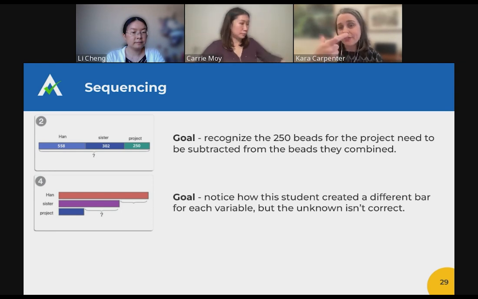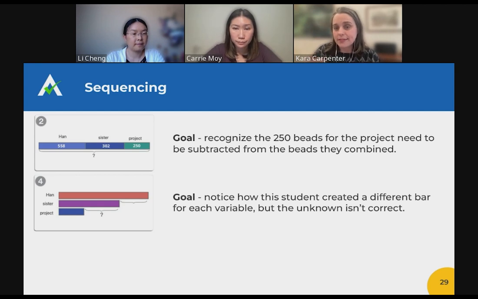And they kind of gave each number a different bar. So my goal might be that I want students to notice that I can put multiple bars next to each other and have those represent different things. But here, the student has identified that the difference between the sisters' beads and the project is what I'm trying to figure out, when in reality, that's not quite it either.